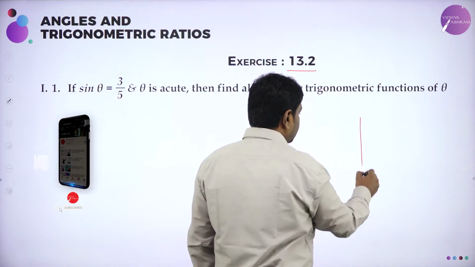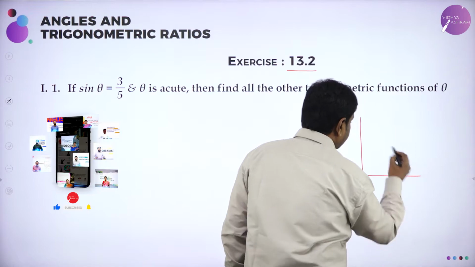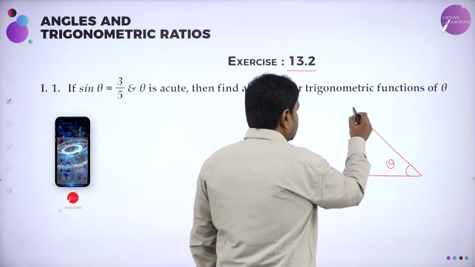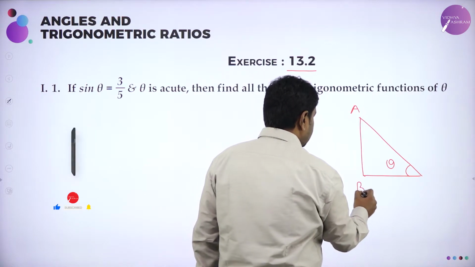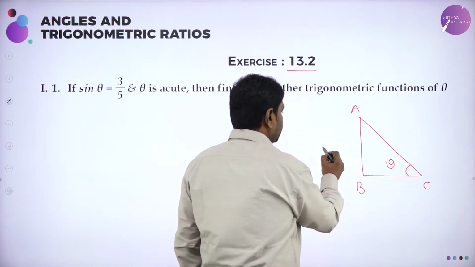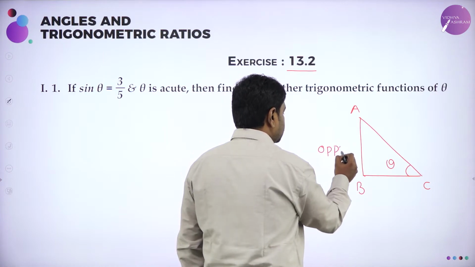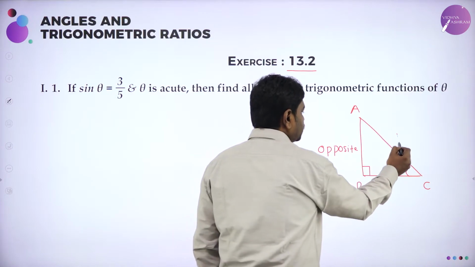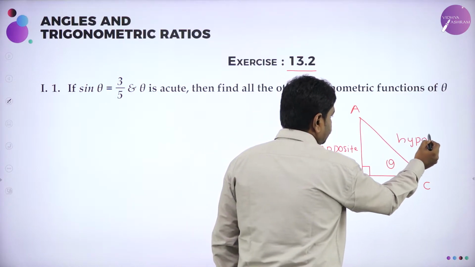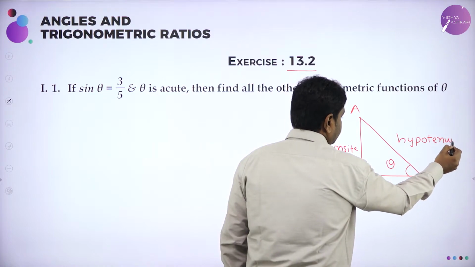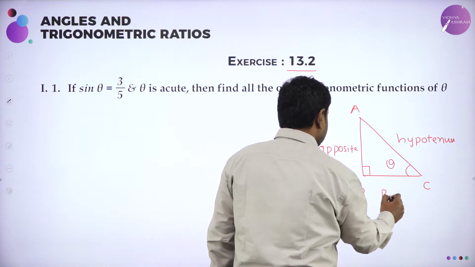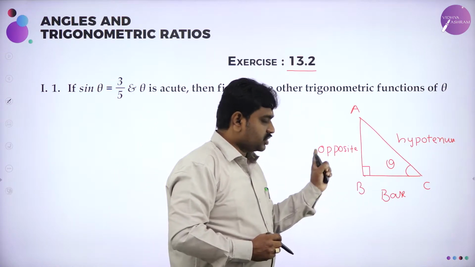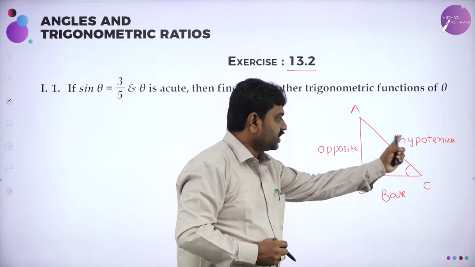If you take any right angled triangle, say this is a right angled triangle. So this is theta, the angle, and if I name it as A, B, C, opposite to theta, we call it as opposite side. This is opposite side. And this is 90 degrees. Opposite to 90 degrees, we call it as hypotenuse. And this is base. Base is also called as adjacent. Opposite side, which is opposite to the angle. And opposite to 90 degrees, we call it as hypotenuse.